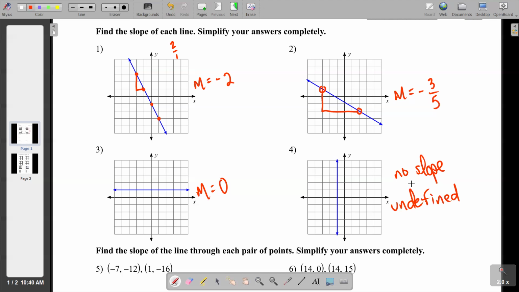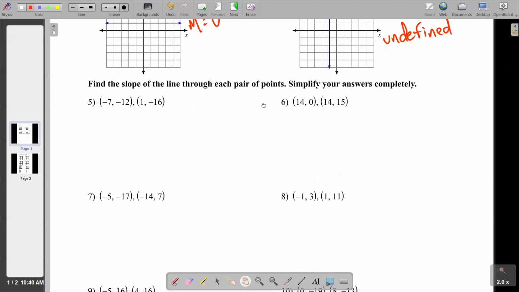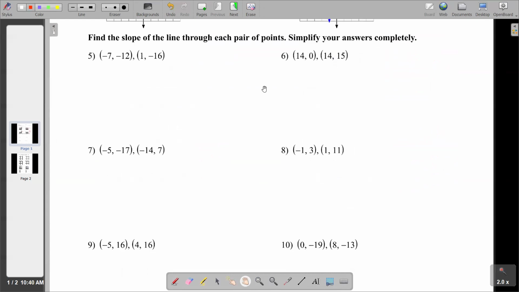Any questions on the top 4 problems? Okay. So in the second half of the first page, we're doing exactly the same thing. We're just doing it without a graph. Like we're literally finding rise and run. We're just doing it with math. Like we have to add and subtract to find rise and run this time.